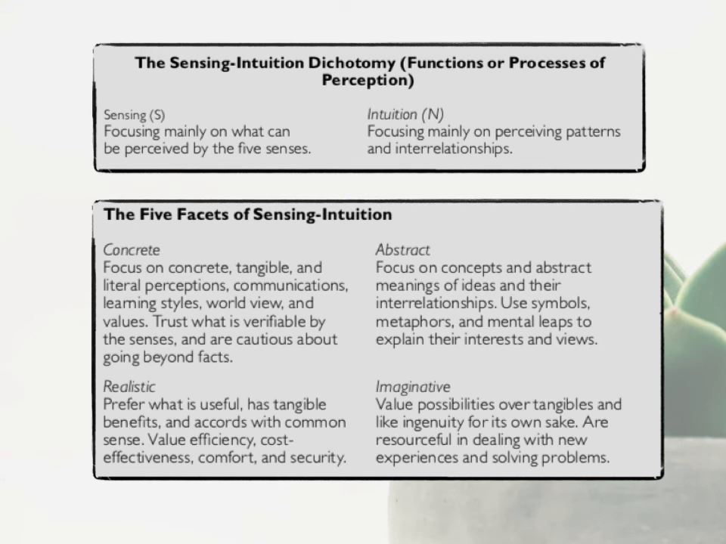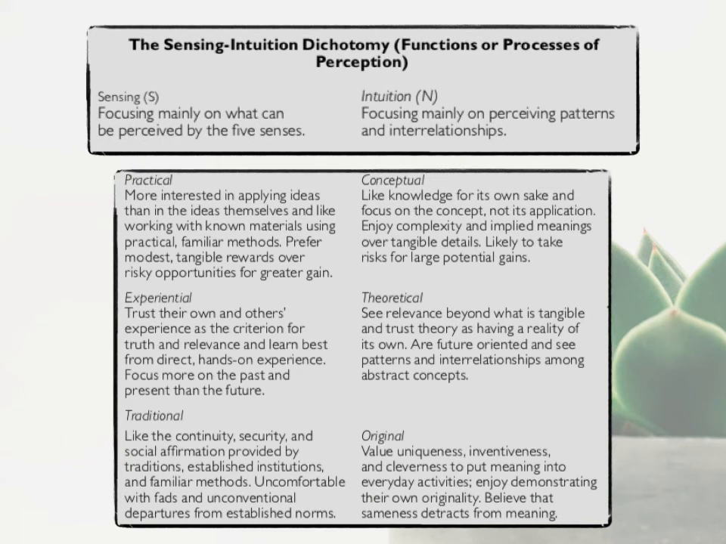For the dichotomy of the functions of the process of perception, sensing and intuition, there are still five facets. Here are the facets. The left column refers to the facets for sensing, while the right refers to the facets of intuition. Here's the continuation for sensing. You have practical, experiential, and traditional. For intuition, you have conceptual, theoretical, and original. Again, these are the different subfacets for each dichotomy.